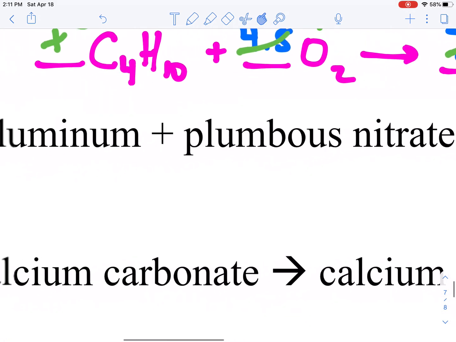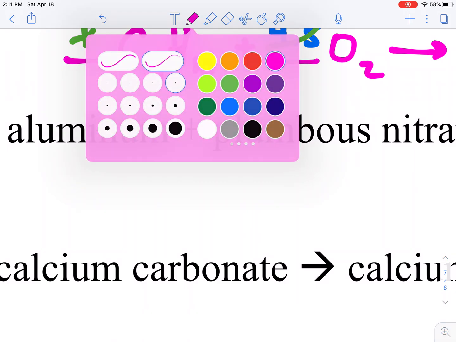Okay, aluminum plus plumbous nitrate. So aluminum is Al.